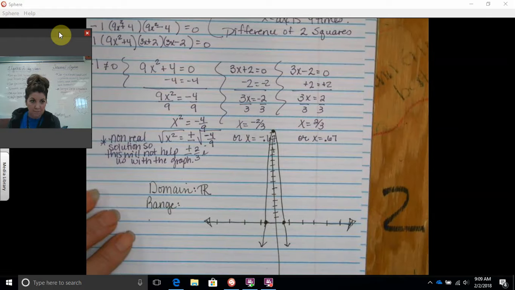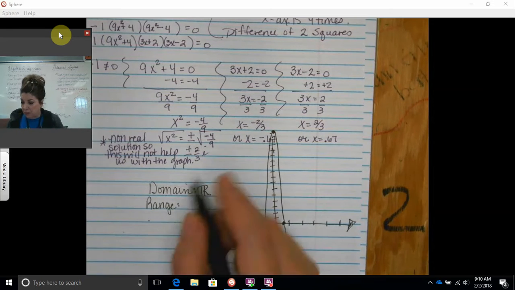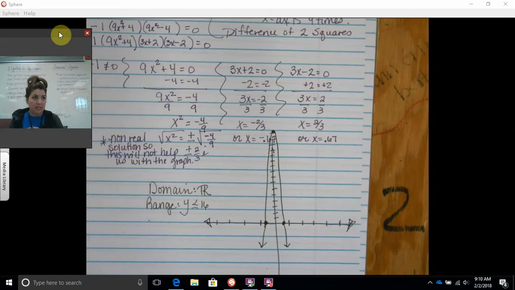Just 16? Is 16 the highest y value I'm going to have or the lowest? The highest. So 16 is the highest y value I have. I can't have a y value of 17, 18, 19, 20, right? So basically 16 and below. Okay? So I don't say 16 and below. I'll probably just say y is less than or equal to 16.